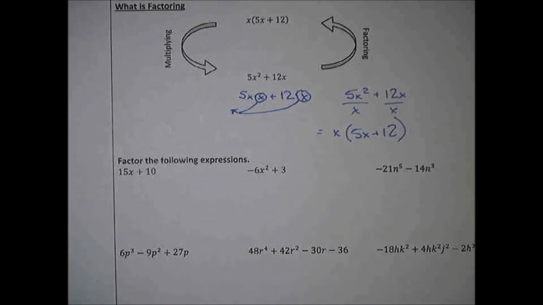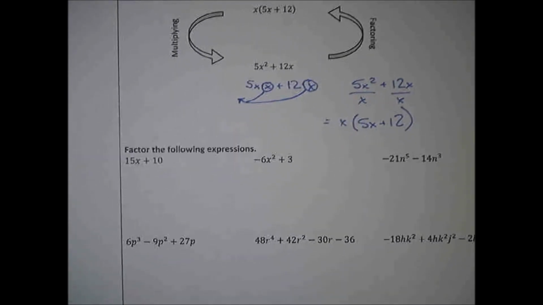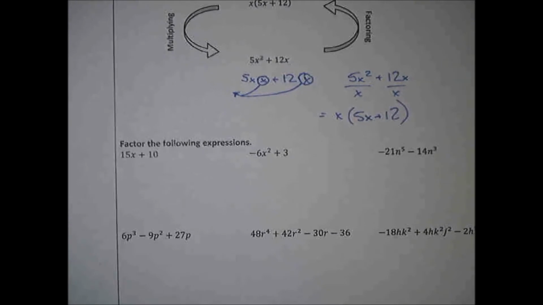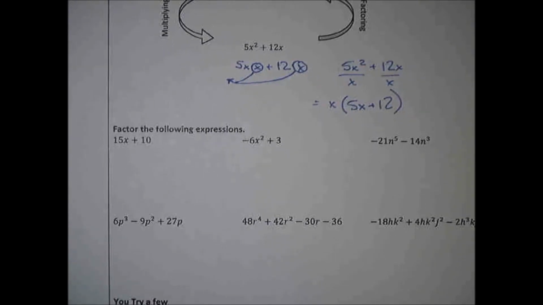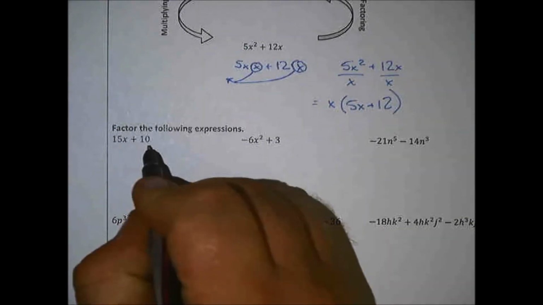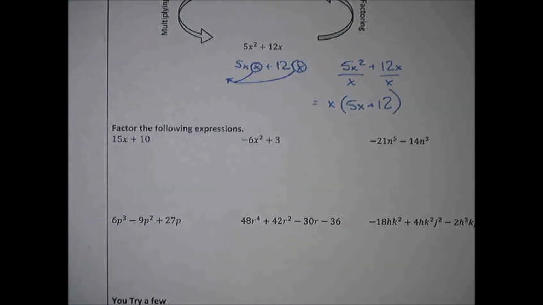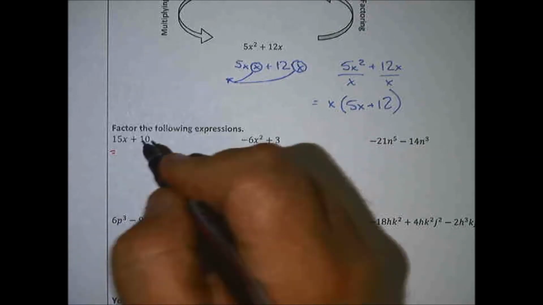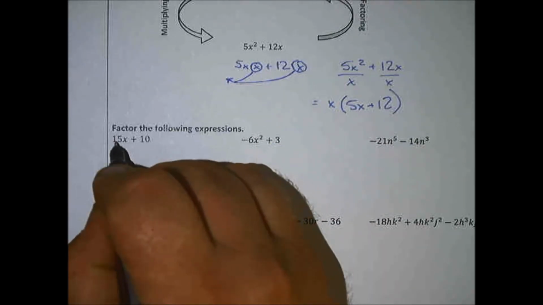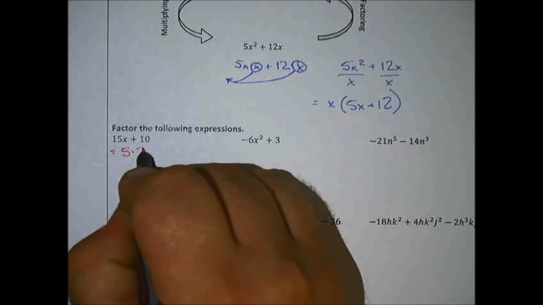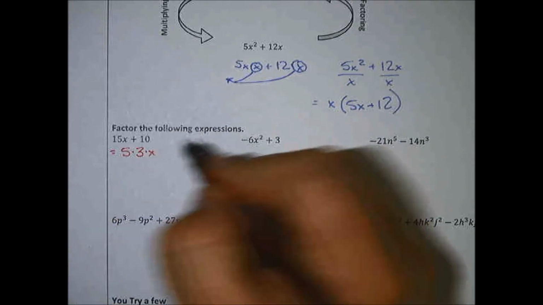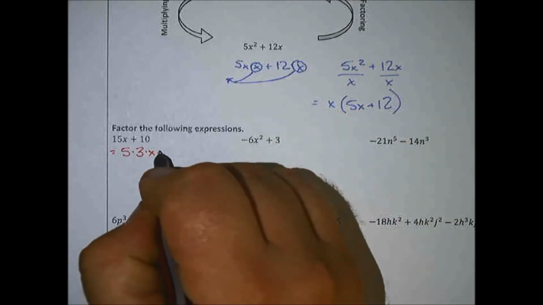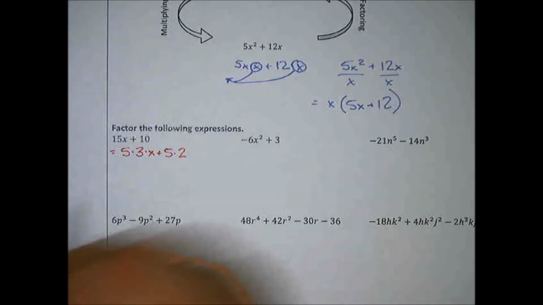Let's go ahead and look at the first one. So we have 15x plus 10. I'm going to start with the numbers because I like numbers better than variables. So out of 15 and 10, what would be a common factor? Well, if you had to, you could write it this way. I'll be honest, I never write it this way, but 15 is just 5 times 3, and then there's an x there. And 10 is 5 times 2.